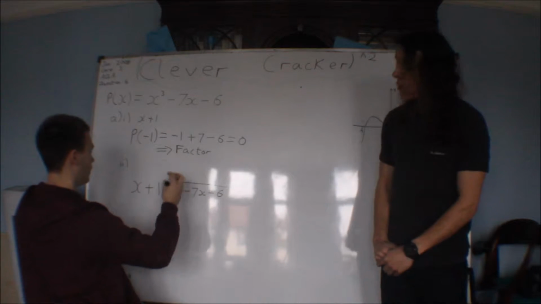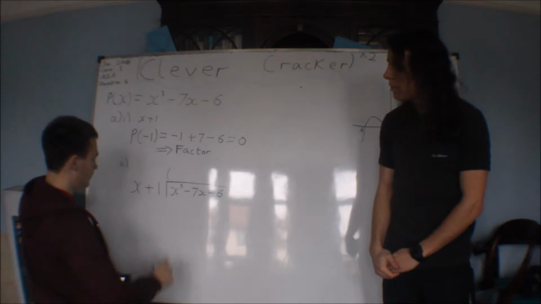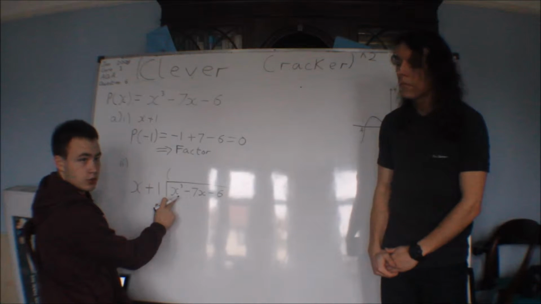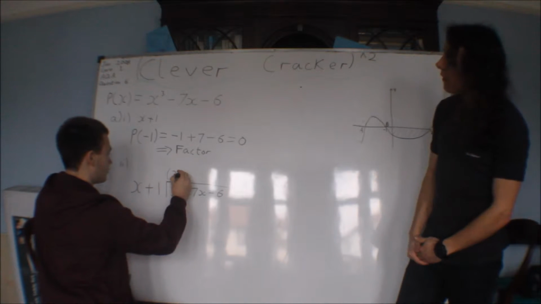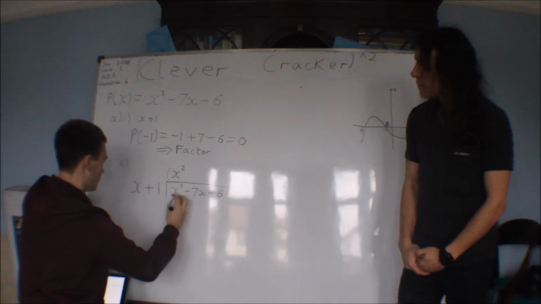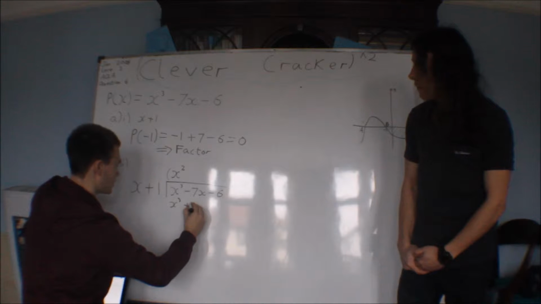What we want to do is create the middle bit each time. So, what do you have to times x by to get x cubed? We get x squared, so we put that at the top. Then we times both of these by it, so you've got x cubed, and then x squared times 1, which is plus x squared.